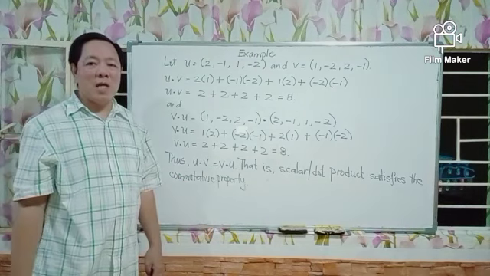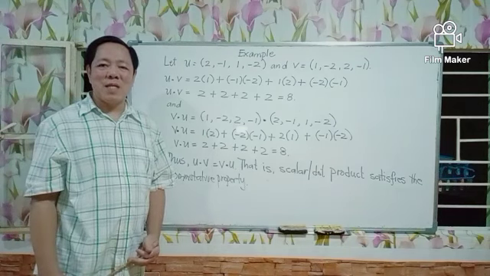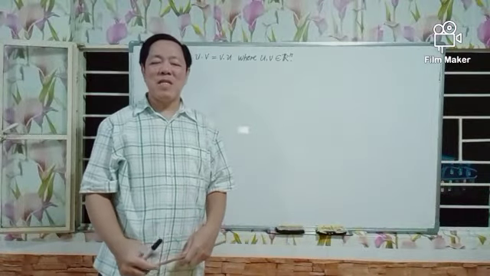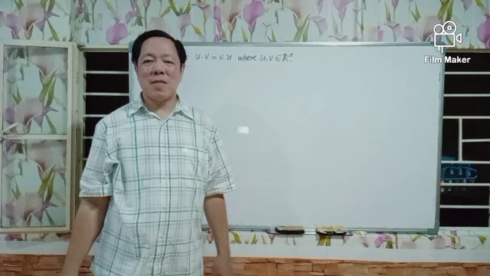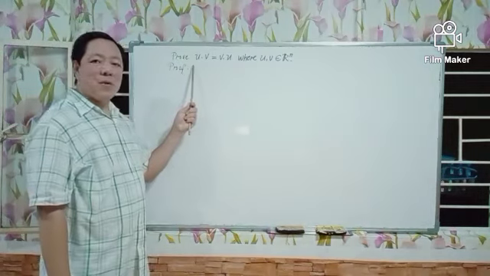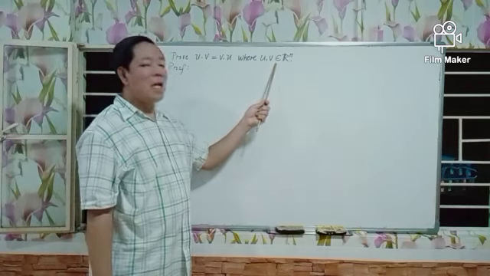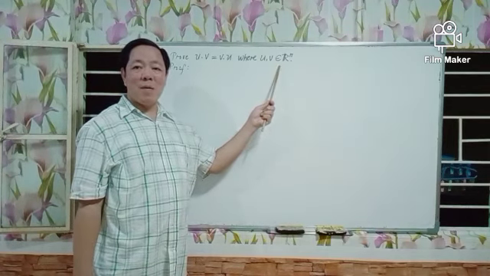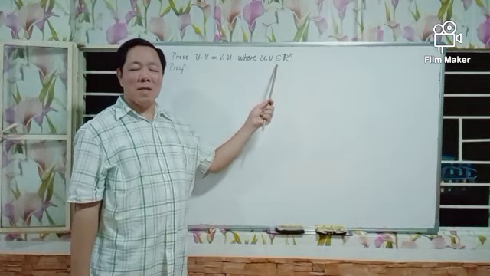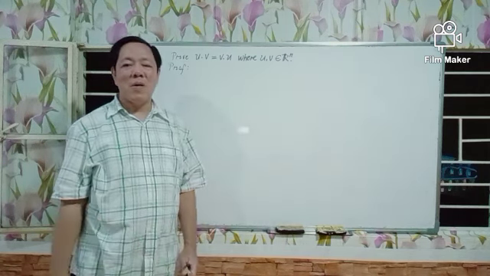And we will now prove in general that dot product of two vectors satisfies the commutative property. Prove u dot v equals v dot u, where u and v are elements of R to the n, or the n-dimensional space R to the n. If u and v are elements of R to the n, then each of them has n coordinates, or each is an n-tuple of real numbers.